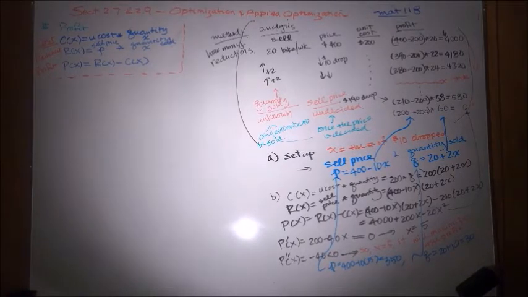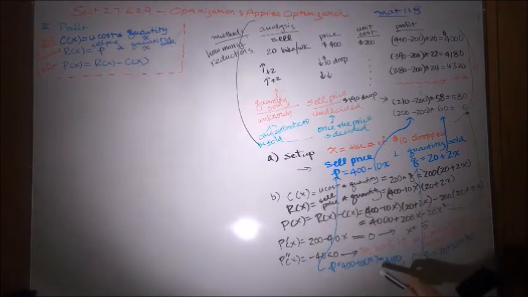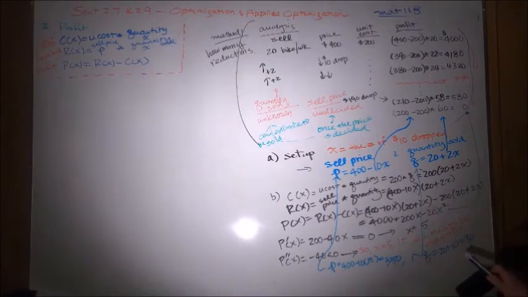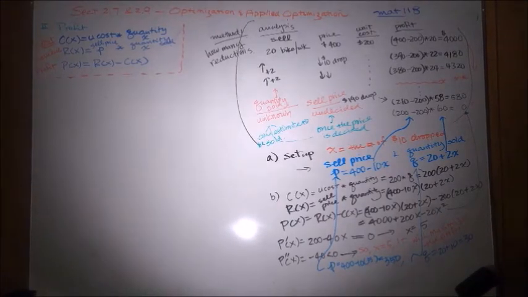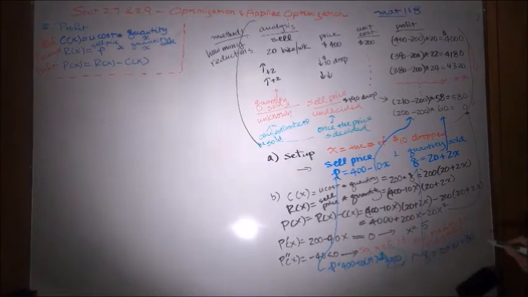Okay, so the second question was to find the price of the bicycle and the quantity that maximize the profit. So that would be the price, and 30 bicycles, right? You can maximize the profit.